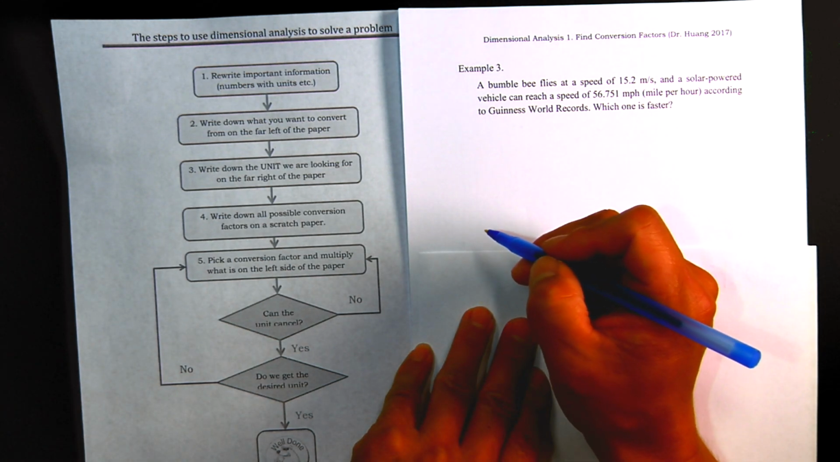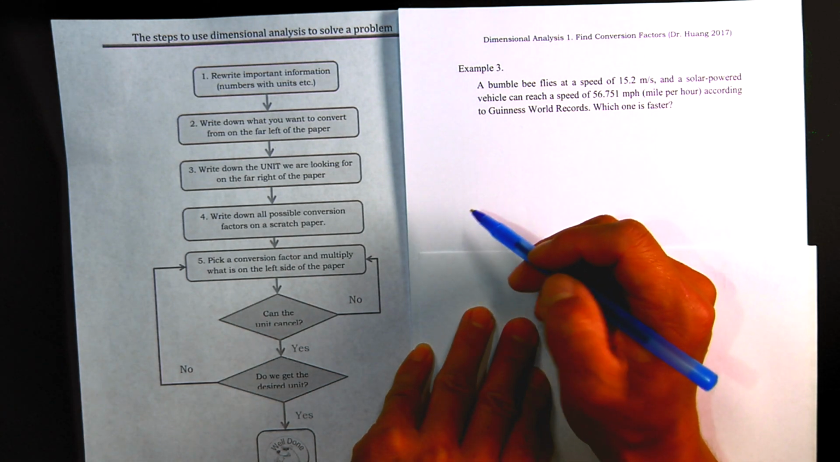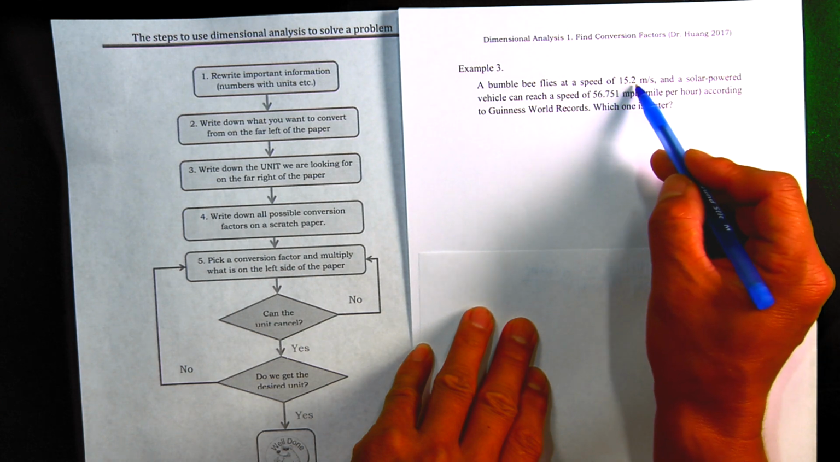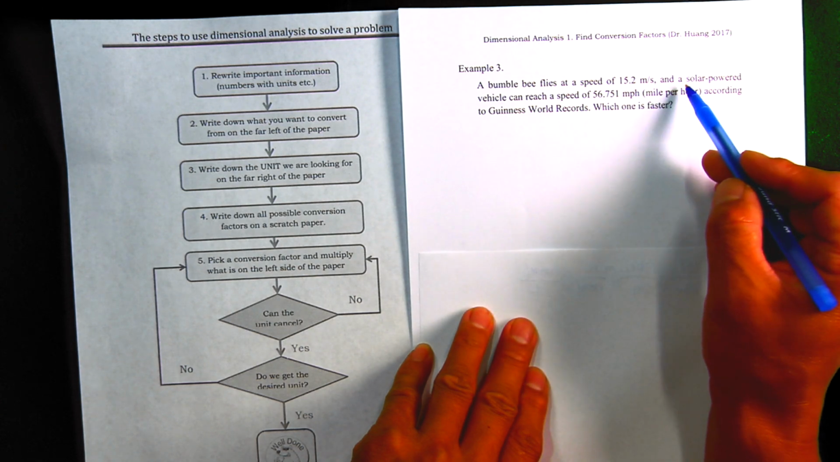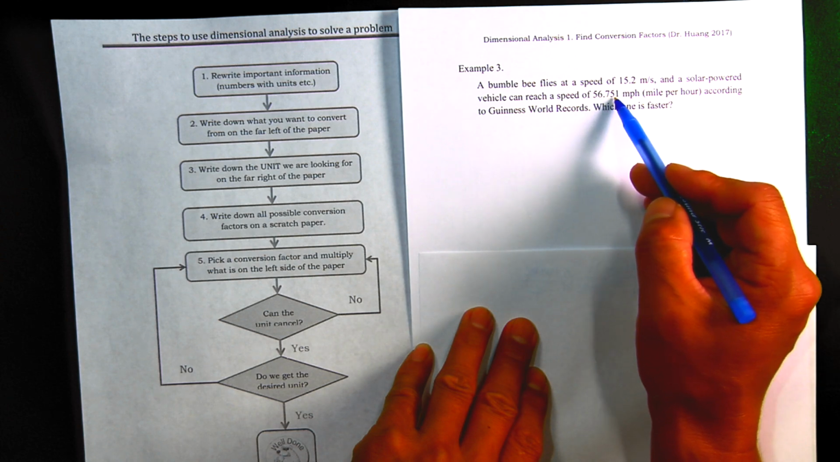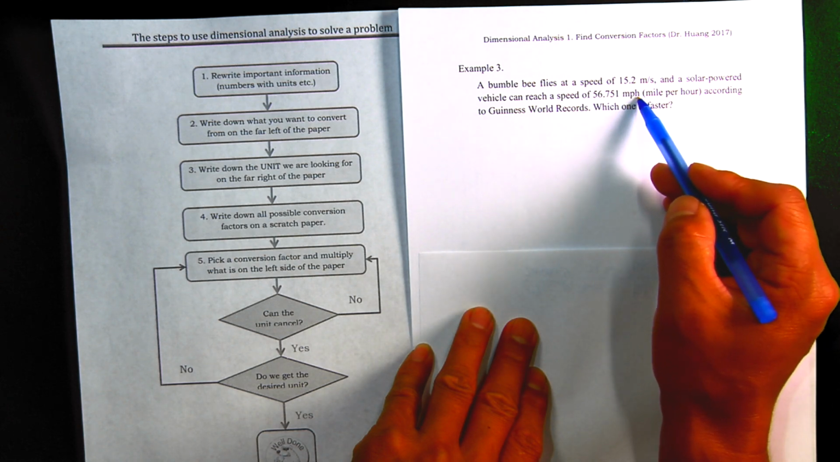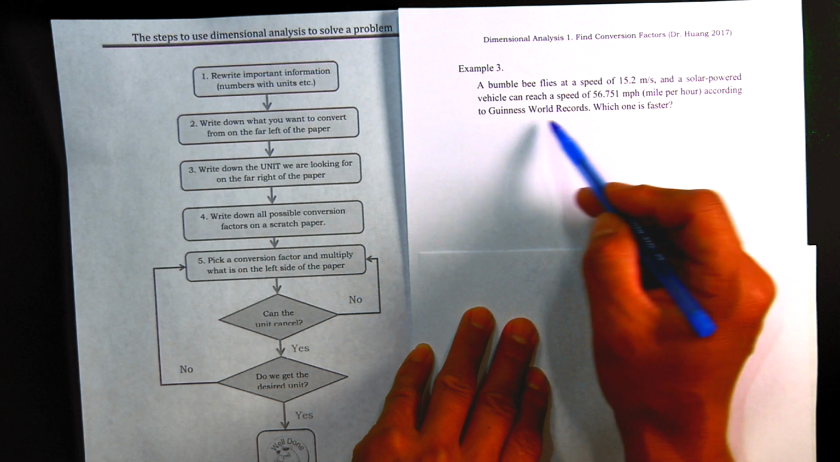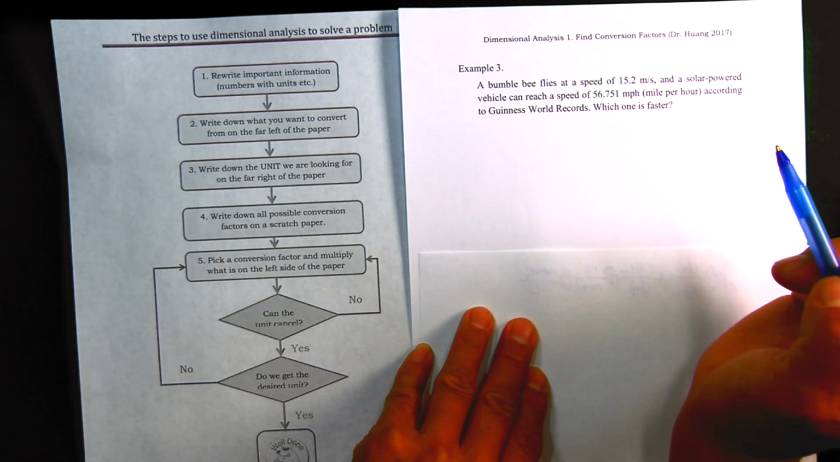Let's take a look at one more example. Example 3. A bumblebee flies at a speed of 15.2 meters per second. A solar-powered vehicle can reach a speed of 56.751 miles per hour. According to Guinness World Records, which one is faster?